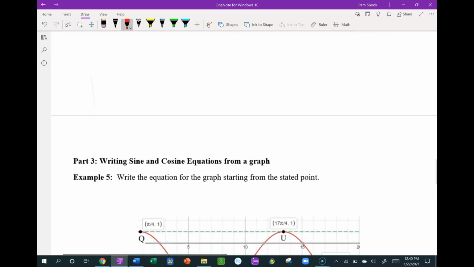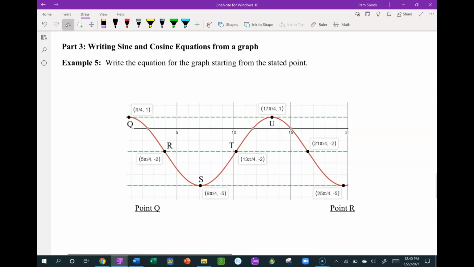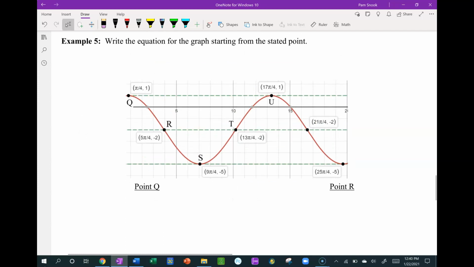All right, so the next part of our lesson is we are going to write the equation from the graph. So looking at this graph here, and just remember, we're going to say y equals a sine of b x minus c plus d. And we're just always going to use sine for these graphs. So don't worry about is it sine or cosine, just use sine every time and you'll be fine.